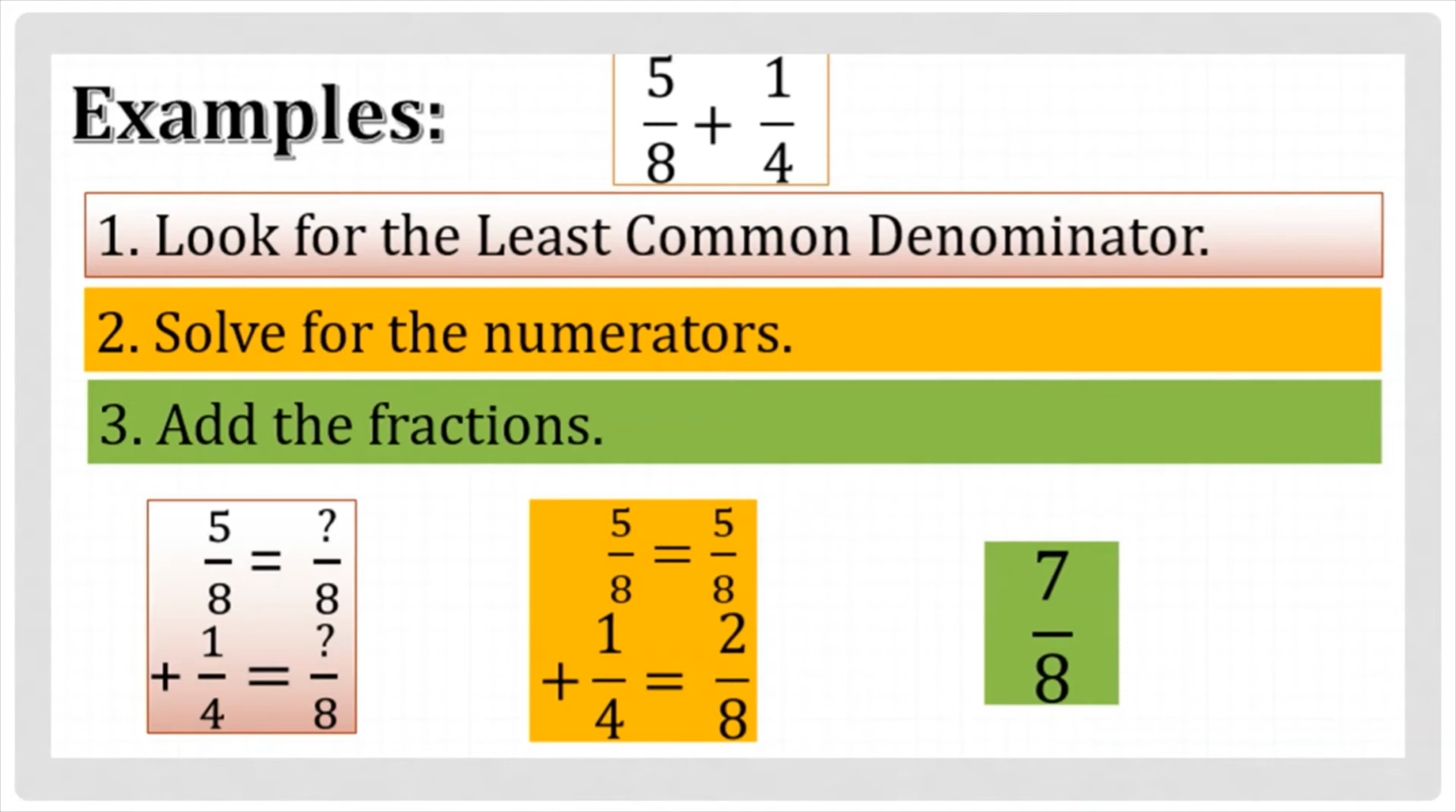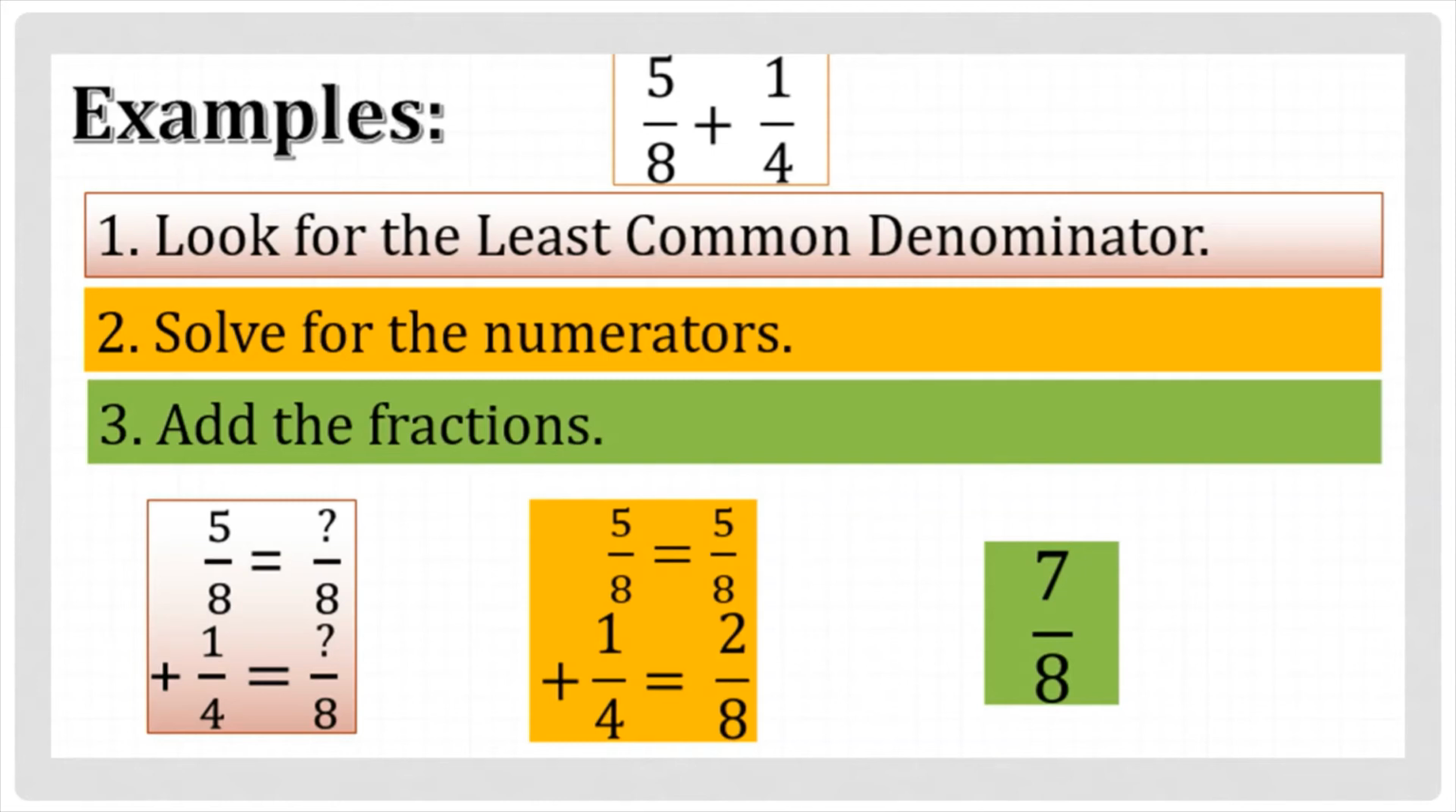Okay? So how? For example, we have 5 over 8 plus 1/4. As you can see, both of them have different denominators, 8 and 4. First, we need to look for the least common denominator. As I mentioned, LCM is for whole numbers or natural numbers, and LCD is for fractions. We are now dealing with fractions, so we're going to use the term LCD. So first is to look for the LCD of 8 and 4, and that is 8.